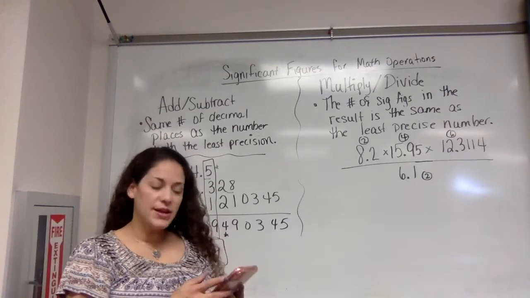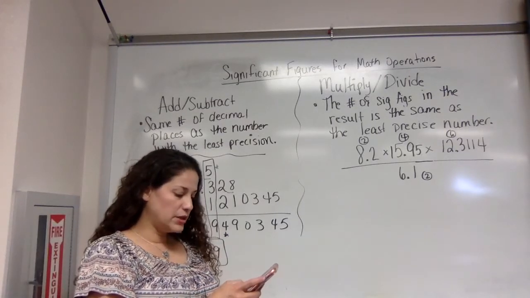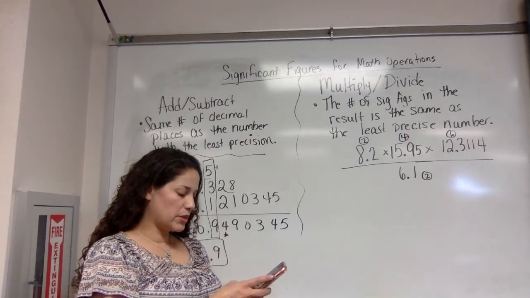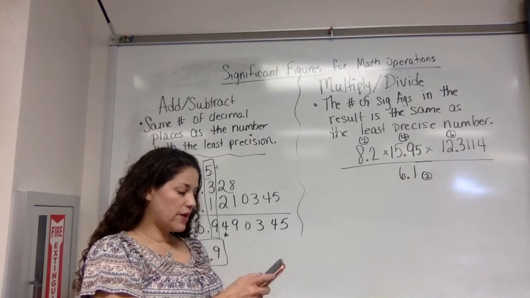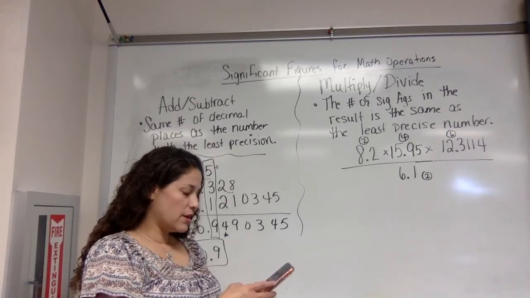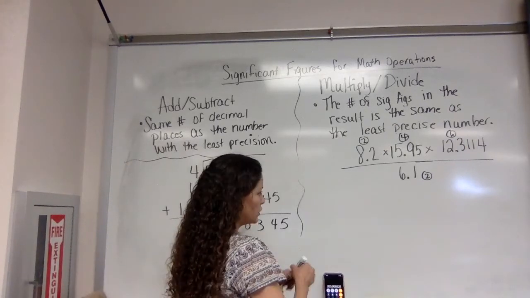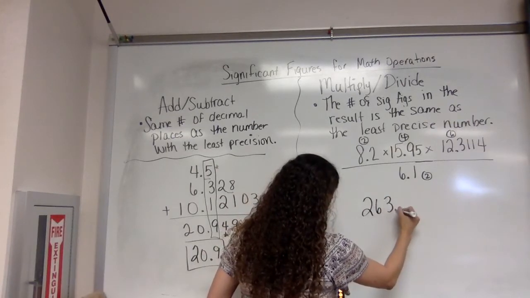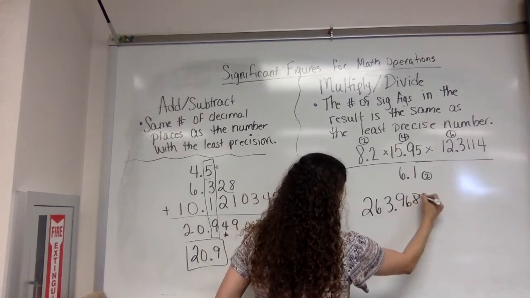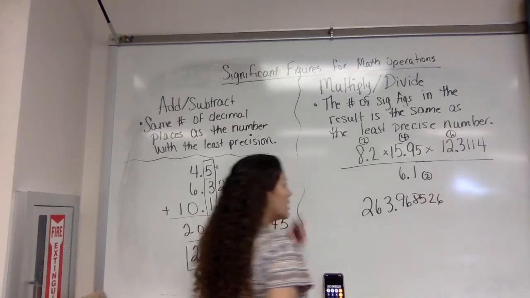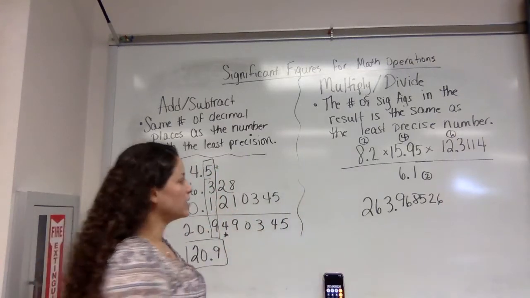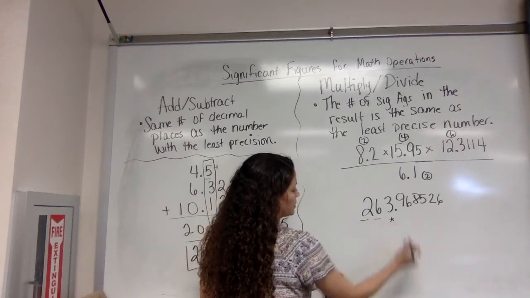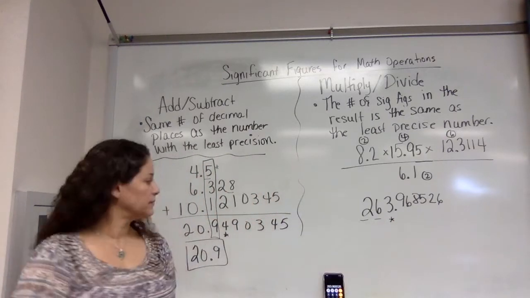So I'm going to go ahead and put my numbers into my calculator. 8.2 times 15.95 times 12.3114 divided by 6.1. And my final answer is 263.968526. Now I did say that my answer should only have 2 digits. So I'm going to look here. I'm going to use this 3 to base my rounding on.